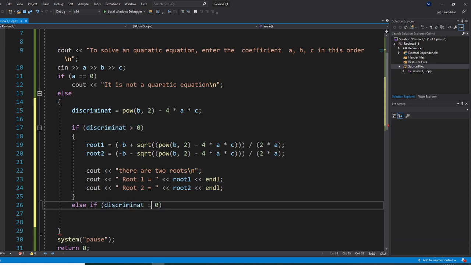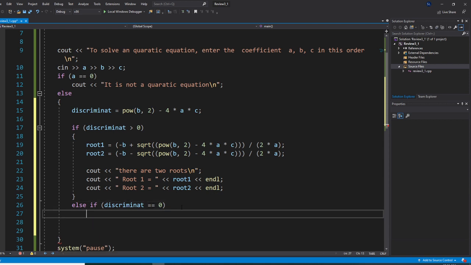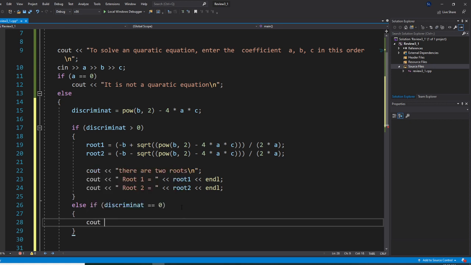We're going to put equal 0. If that's equal 0, the roots are real numbers, the same rule. Okay, so we are going to do this. So we're going to say there is only one root.